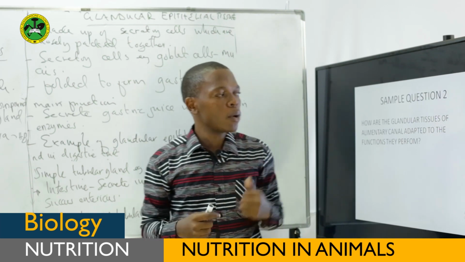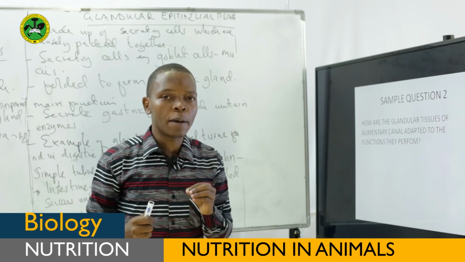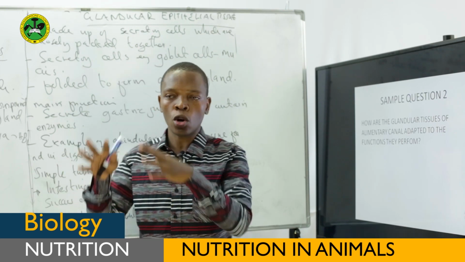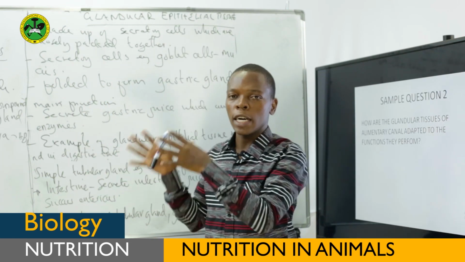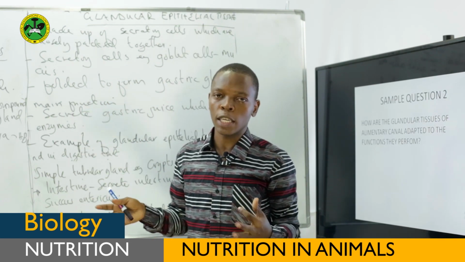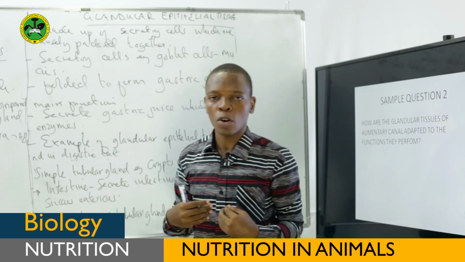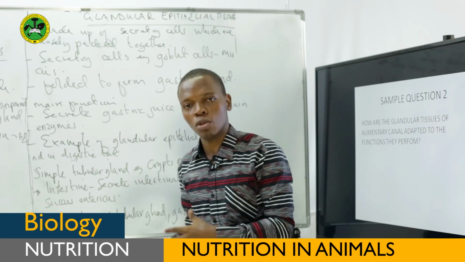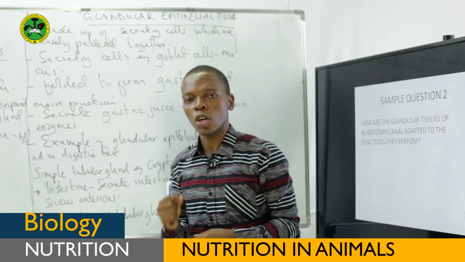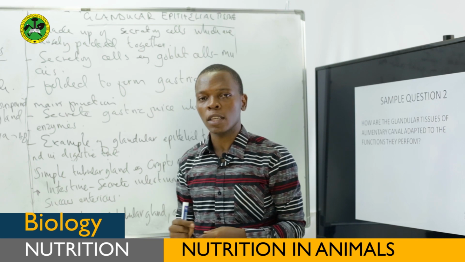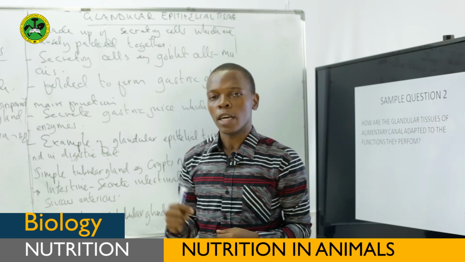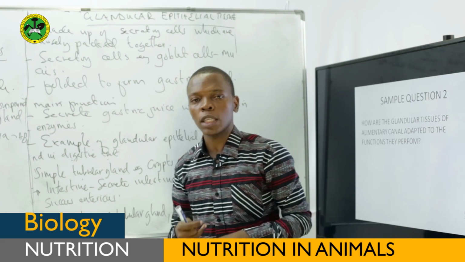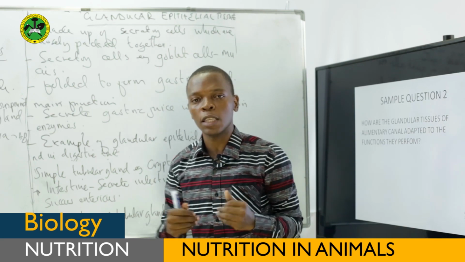Therefore, what you're supposed to explain here is how these glandular epithelial tissues are adapted to the function they perform. The key hint: you need to know the description of these glandular tissues. For example, they have microvilli. These microvilli help to increase surface area for the process of absorption and secretion to take place. The presence of mucus secreting cells, we call them goblet cells, they are responsible for secretion of mucus, and we know the function of mucus is to protect the stomach or to protect the digestive part.